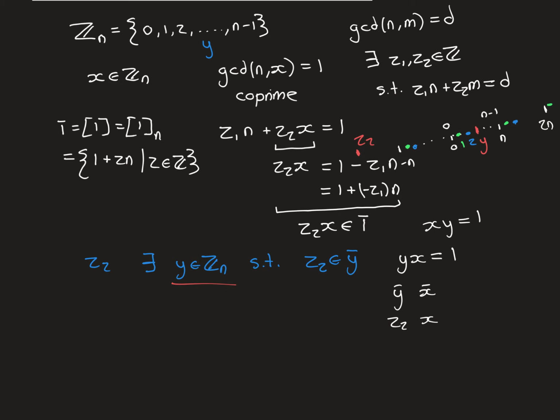So that completes our proof that if x and n are coprime to one another, then x will have a multiplicative inverse inside the ring of integers modulo n.